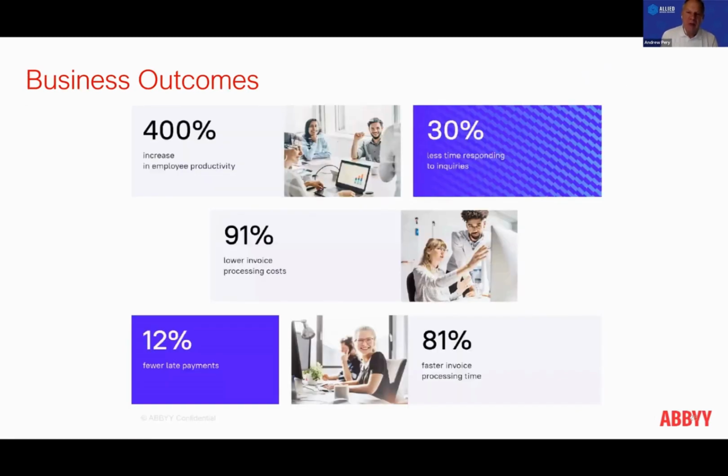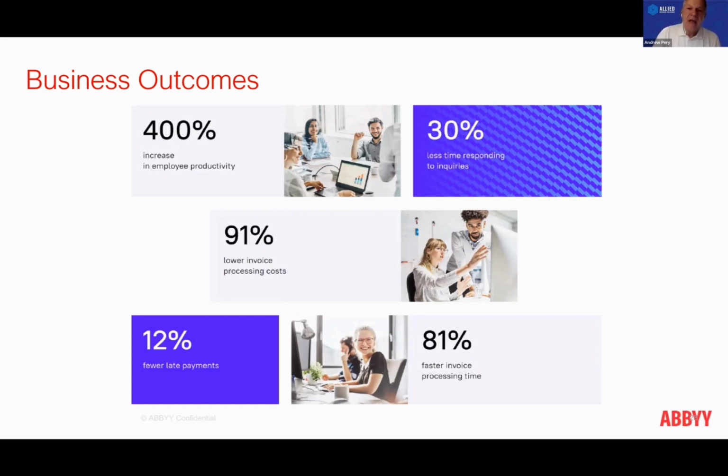When we look at, generally speaking, our customers, these are some of the key benefits and business outcomes that our customers are realizing from implementation of our solutions. You can see here, generally speaking, 30% less time in responding to inquiries, 91% increase in invoice processing costs, 81% improvement in faster processing times, and a 12% decline in late payments. ABBYY Vantage creates significant efficiency improvements for our customers.